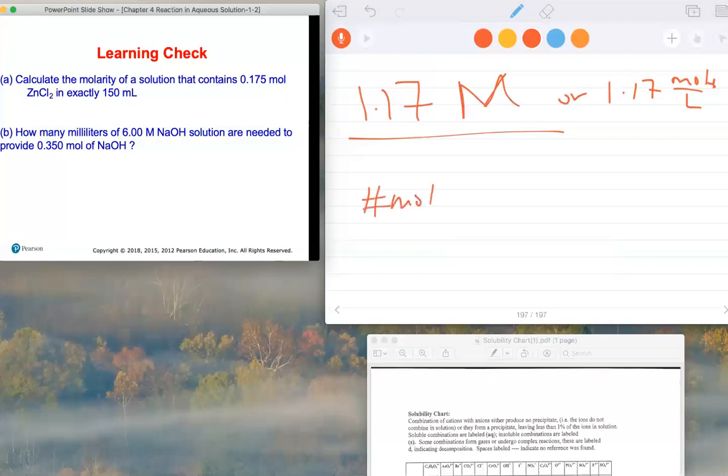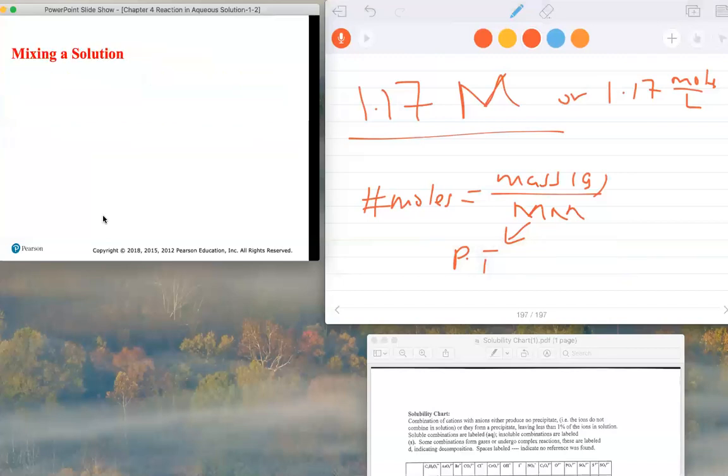Number of moles is given by the mass in grams over the molar mass. Use the periodic table. If you are not given the molar mass, you know how to find the formula weight, you know how to find the molecular weight, and then you divide to get the number of moles. I'm going to come back to learning check number B.